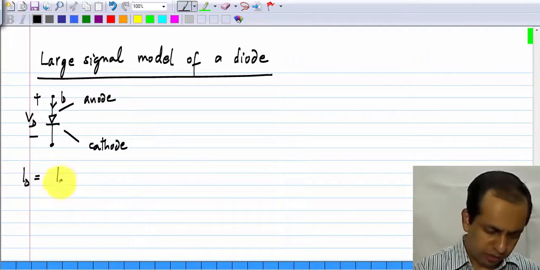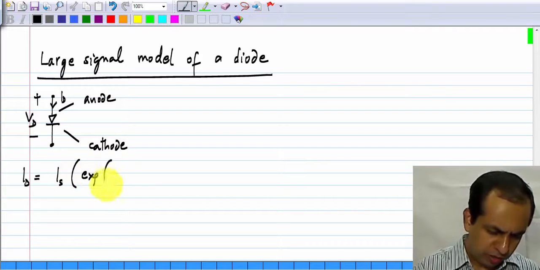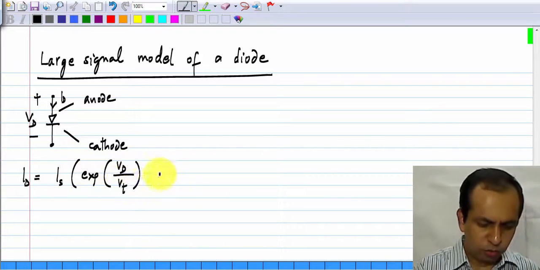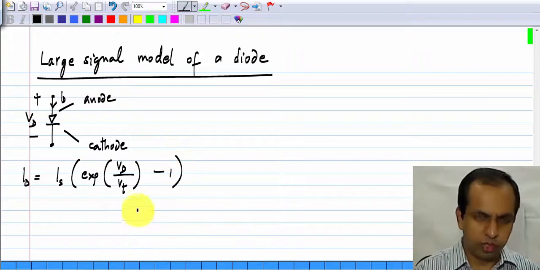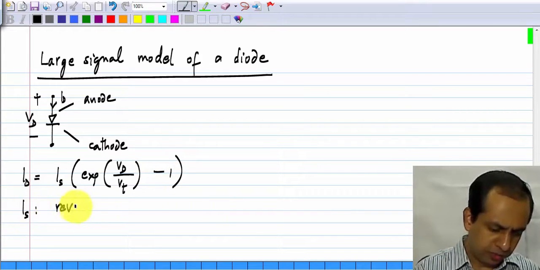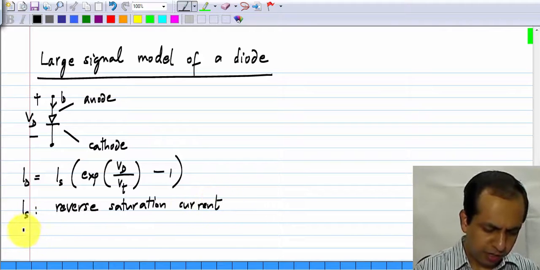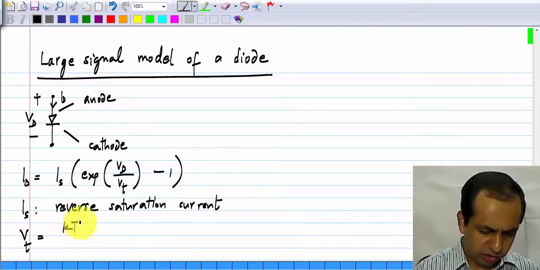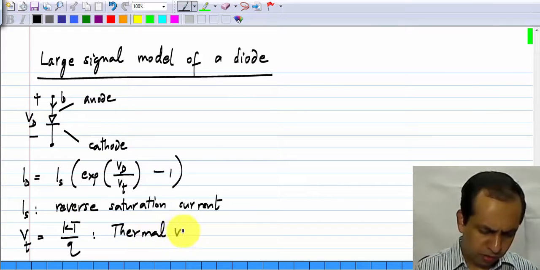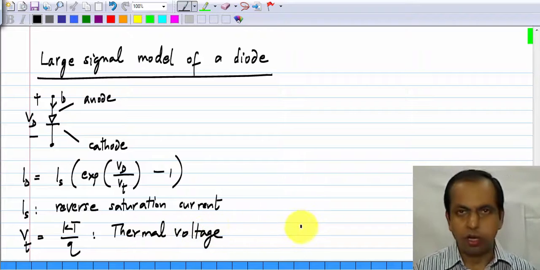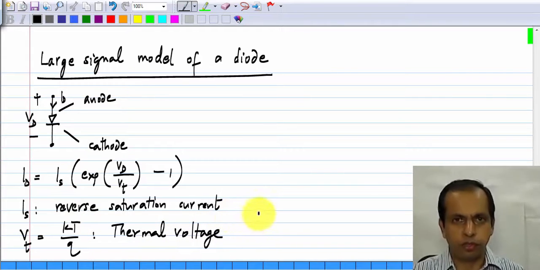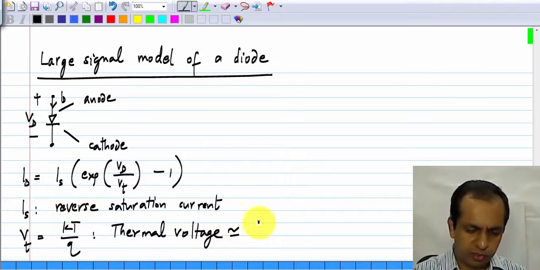The diode current is Is times exponential of diode voltage by thermal voltage, minus 1, where Is is the reverse saturation current, and Vt, which is kT by q, is the thermal voltage. And if you substitute the values for 300 Kelvin or room temperature, this is approximately 25 millivolts.